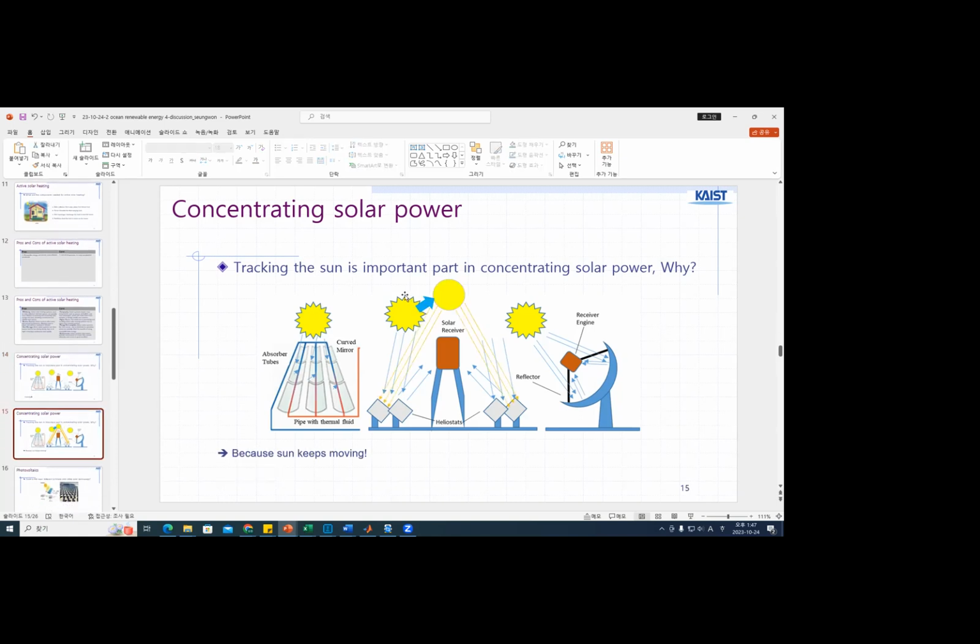So when the sun moves from here to here, the angle of incidence will change. So the reflected solar light cannot be concentrated in the solar receiver. So we have to change the angle of this mirror according to the sun's movement. And in this case, it is the same. The reason is the sun's movement.